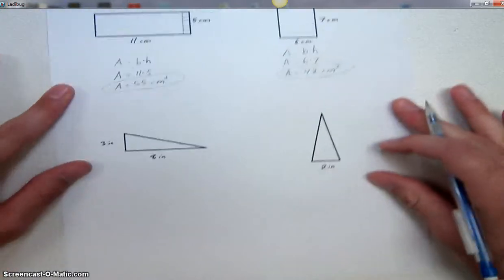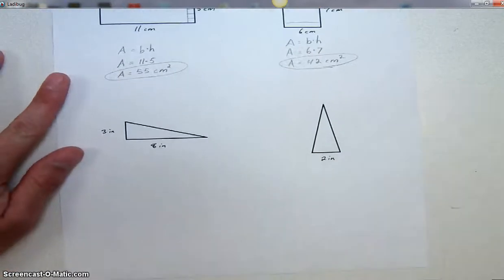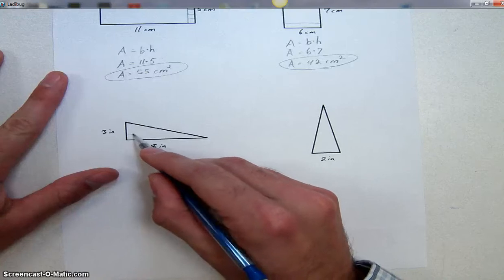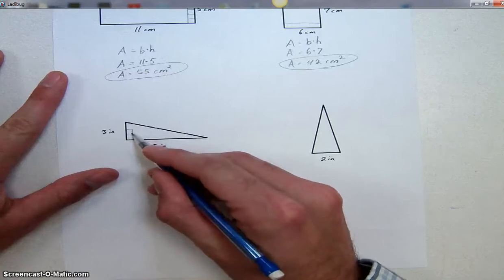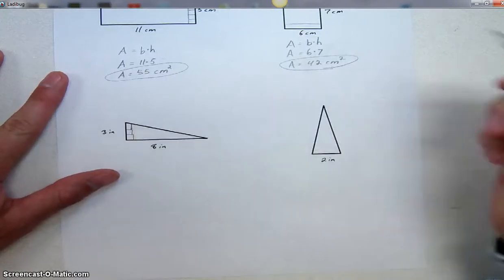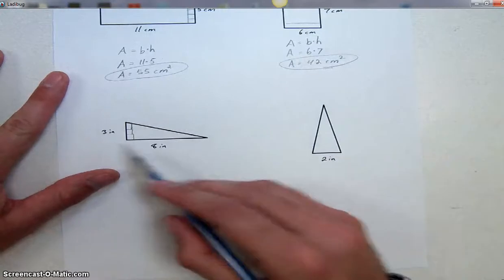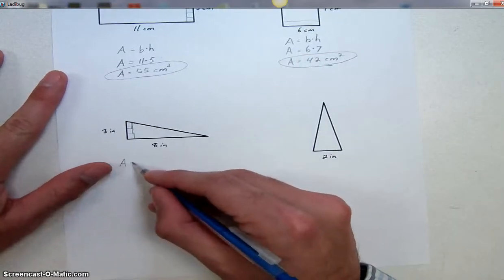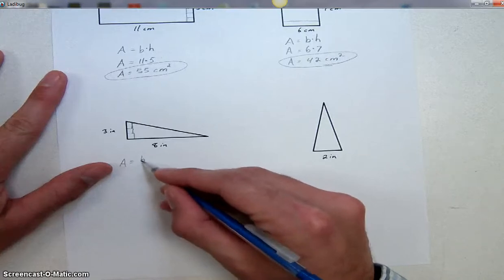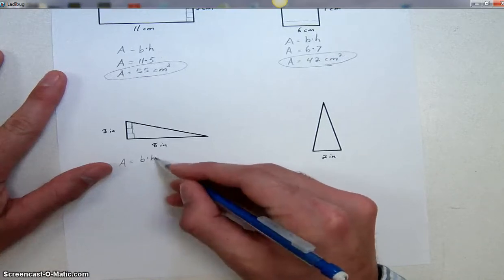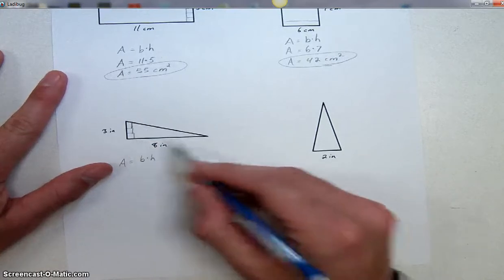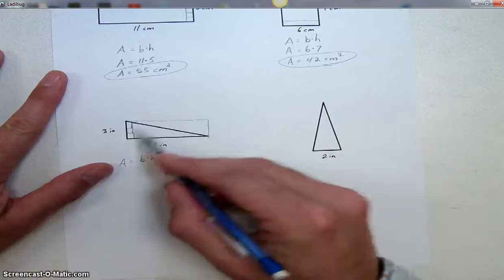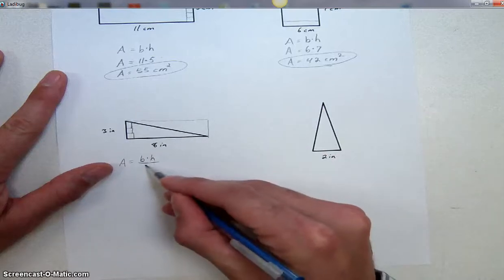Now with triangles, again, it's the same premise. We're still going to be counting up how many squares fit inside of this. But here we run into a situation because we don't have a full square there. Again, we have a formula to take care of this. We can take the area is equal to the base again times the height. But we don't need that whole base times height. That will produce another rectangle. I don't want the whole rectangle. I only want half of it.